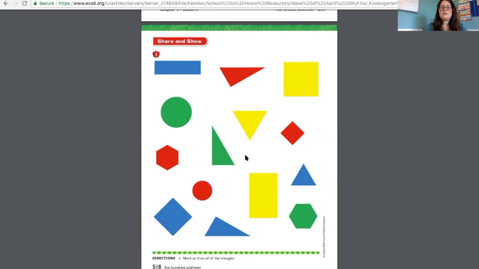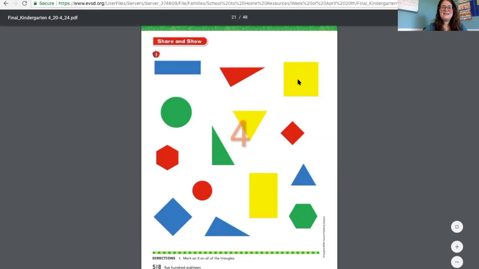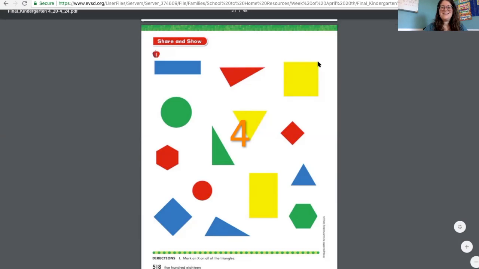Now we're going to talk about a square. And the square is up here in the corner. How many sides and vertices do you think a square has? Take a minute and think about it. Let's see if you're right. We'll count the sides first. 1, 2, 3, 4. Oh, 4 sides. And how many vertices? 1, 2, 3, 4. 4 vertices.